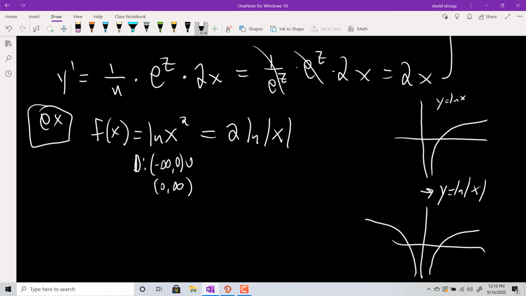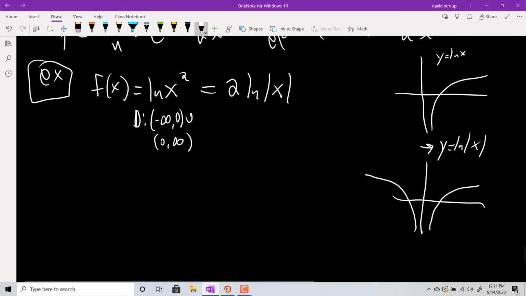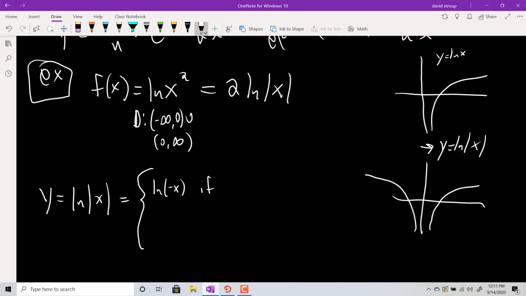And why do we write it with the absolute values? It's to maintain the double-sided nature of the ln of x squared. It has a domain which is bigger than the domain of just the regular ln of x. Every once in a while you'll see that occurrence. What then is the ln of the absolute value of x in more detailed terms? Let's clear that up real quick. This is a piecewise defined function. It's the ln of negative x if x is less than 0, and the ln of regular x if x is greater than 0.